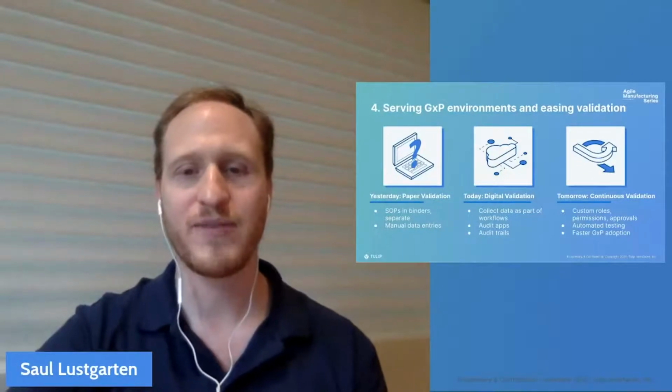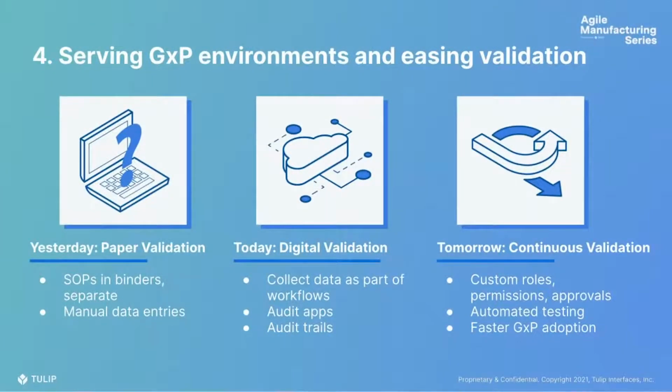The fourth area of focus that we're going to be talking about today is GxP and regulated user needs, which, as you know, has its own set of unique challenges. So it used to be all about paper validation, and for most companies, it still is, right? So it's all about SOPs in binders, separate systems for managing each one, manual testing and validation, and this all results in siloed data and slow processes, and very cumbersome and slow adoption of new systems.